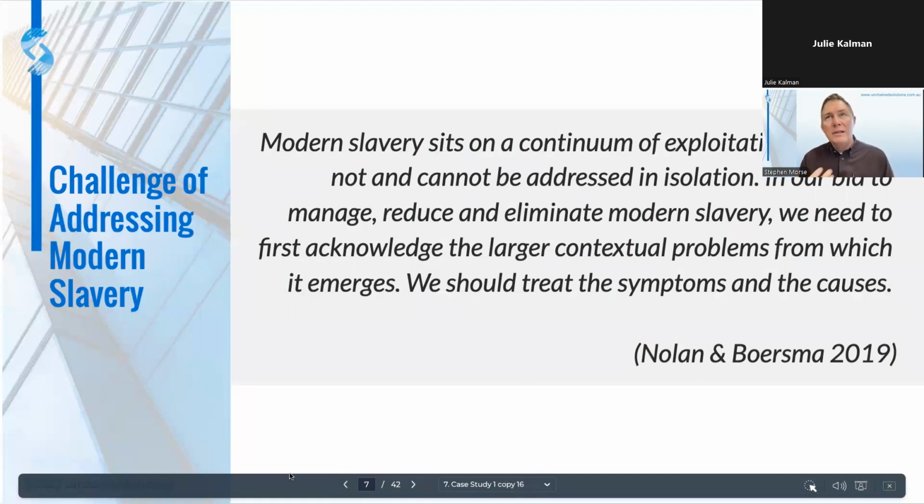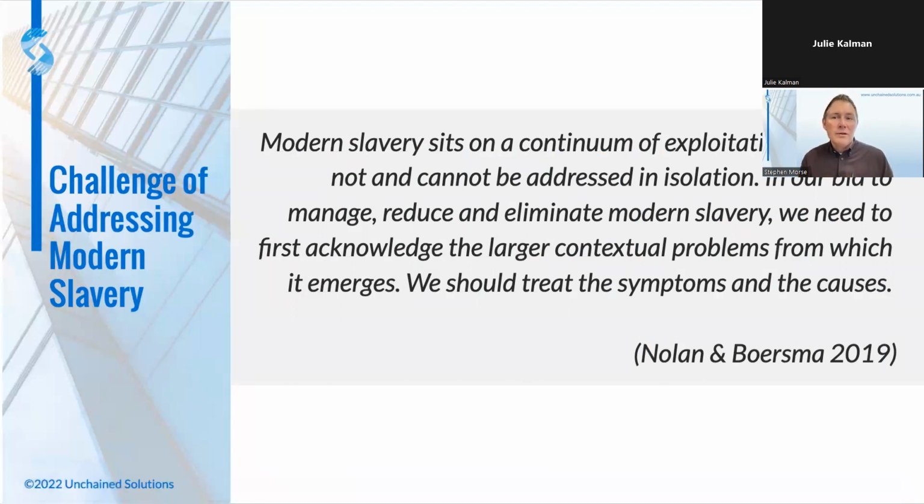Coming back to this, there is a quote from Nolan and Bersma back in 2019, that modern slavery sits on a continuum of exploitation. It should not and cannot be addressed in isolation. In our bid to manage, reduce, and eliminate modern slavery, we need to first acknowledge the larger contextual problems from which it emerges. We should treat the symptoms and the causes.